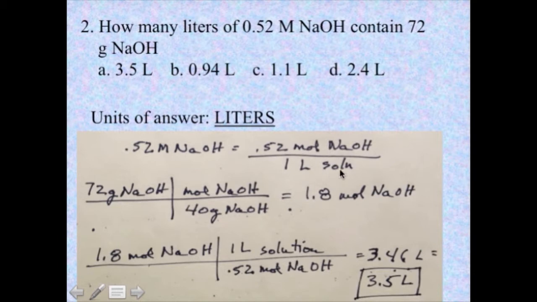So how do we get moles of NaOH to cancel out and leave our answer in terms of liters? Well, we convert grams of NaOH to moles and then invert the molarity to put 0.52 moles of NaOH in the denominator so that moles NaOH cancel with moles NaOH, and the units we're left with is 1 liter of solution. And we divide it out, 3.45 liters.